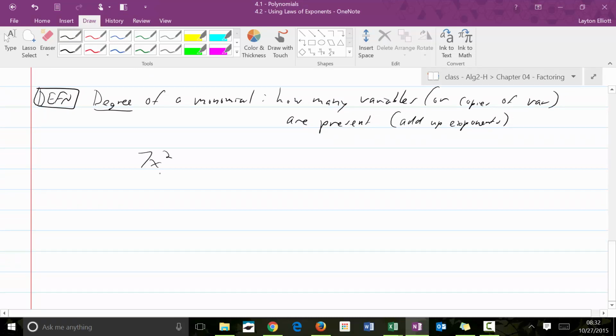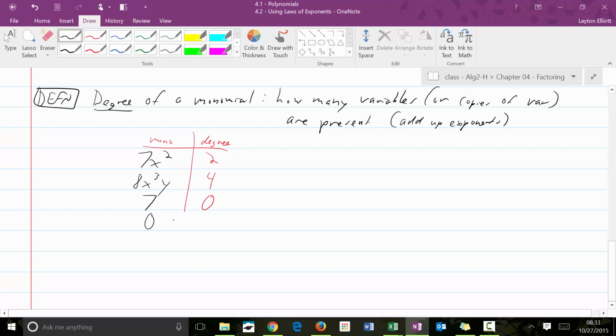We had 7x to the second, we had 8x cubed y, we had the number 7. If we set up a little chart, here's the monomial, and then the degree. 7x to the second has 2 copies of the x variable, it has a degree of 2. 8x cubed y has 3 copies of the x variable and 1 copy of the y variable, it has a degree of 4. And the number 7 has 0 copies of any variable, it has a degree of 0.